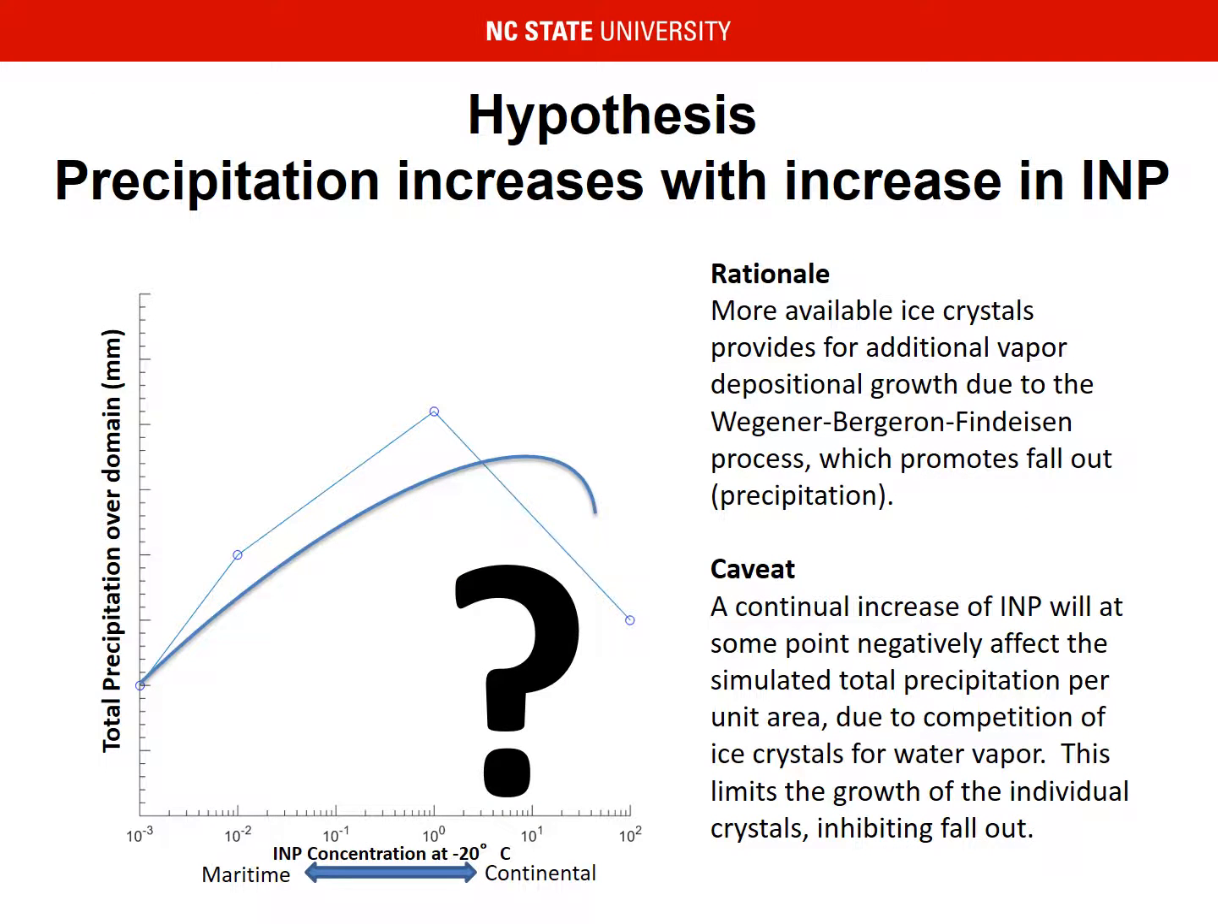Before we get into all that, I'd like to first present you with my initial hypothesis for my research. In doing so, I'll give you a bit of background on why I care so much about ice nucleating particles and ice crystals, and why I really think they're worth investigating. So my hypothesis appears quite simple. Precipitation increases with an increase in the ice nucleating particle concentration, or INP, available in the atmosphere.